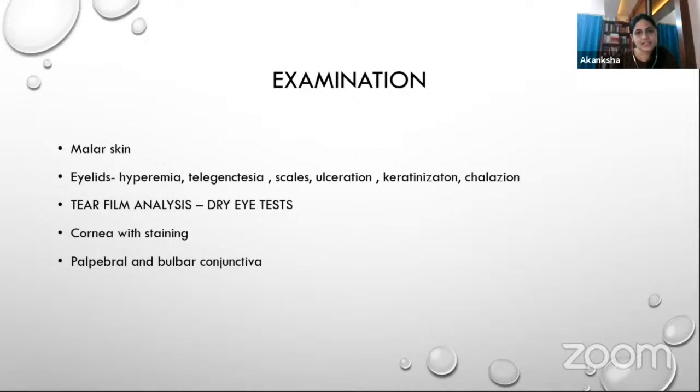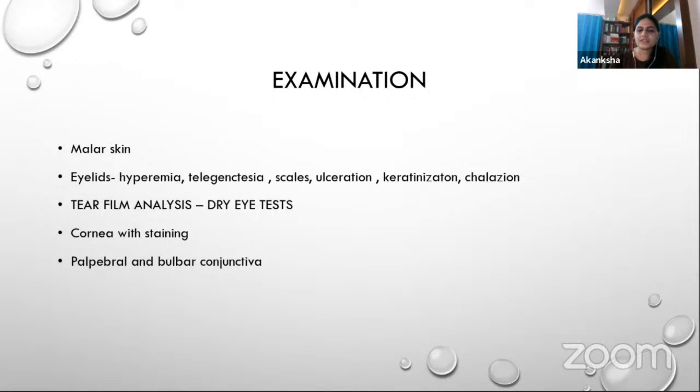Examination should be complete starting from the face. Look at the malar skin, look for any hyperemia, telangiectasia, scales or ulceration on the eyelids. Always remember, for a patient of blepharitis or Meibomian gland dysfunction, the examination is complete only if you also do, along with the general examination, a tear film analysis. So the dry eye test should also be included as a part of your examination.